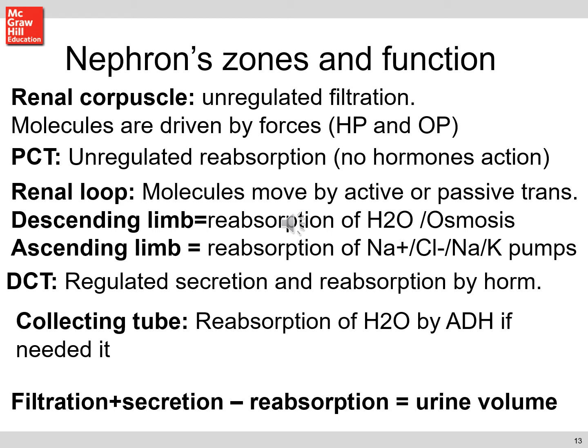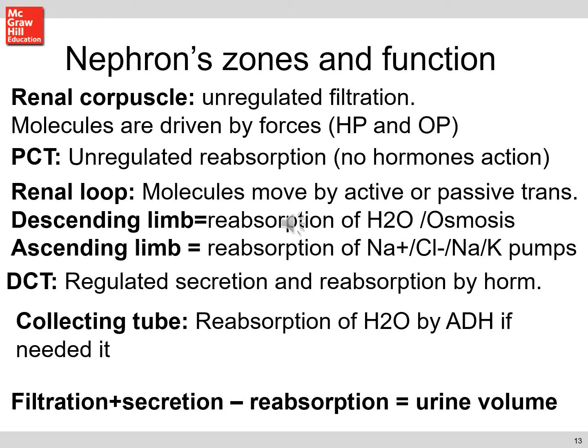The distal convoluted tube is the next zone in the nephron, and in the distal convoluted tube the function is regulated secretion and reabsorption by hormones. So in this distal convoluted tube, we have two functions, either secretion or reabsorption. But this movement is regulated by specific hormones that I will describe later on.